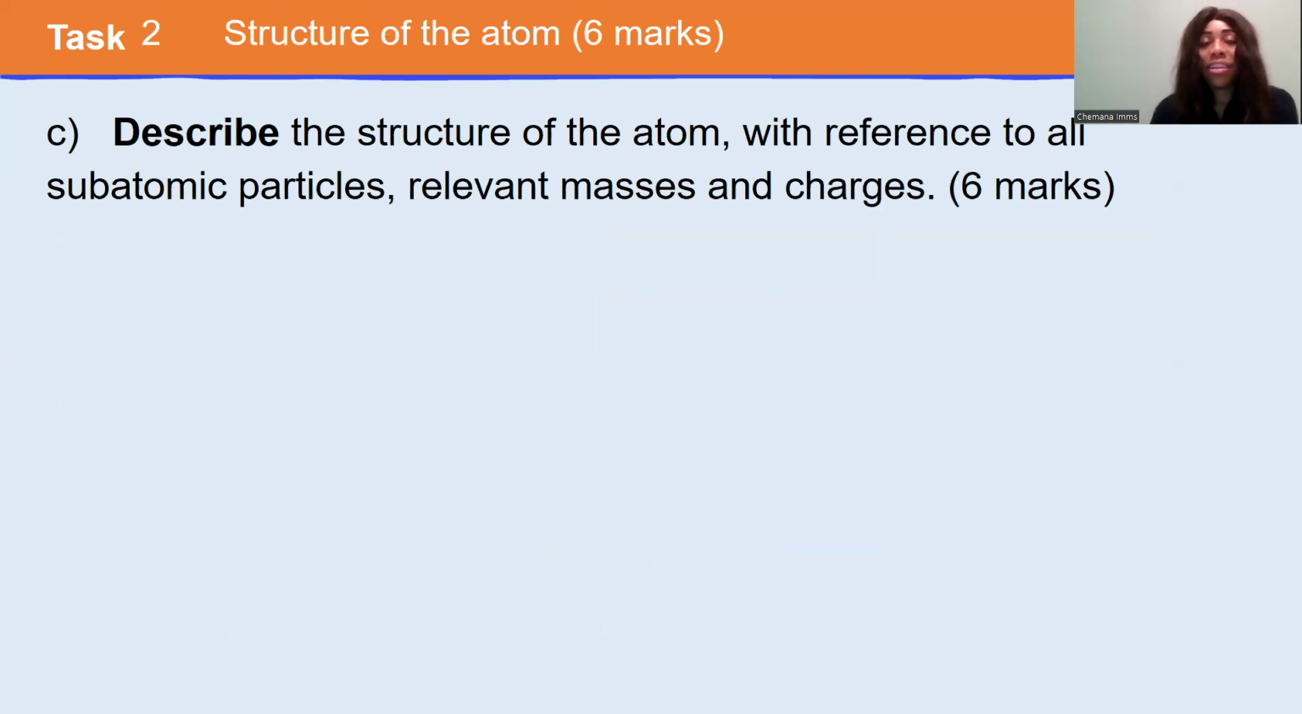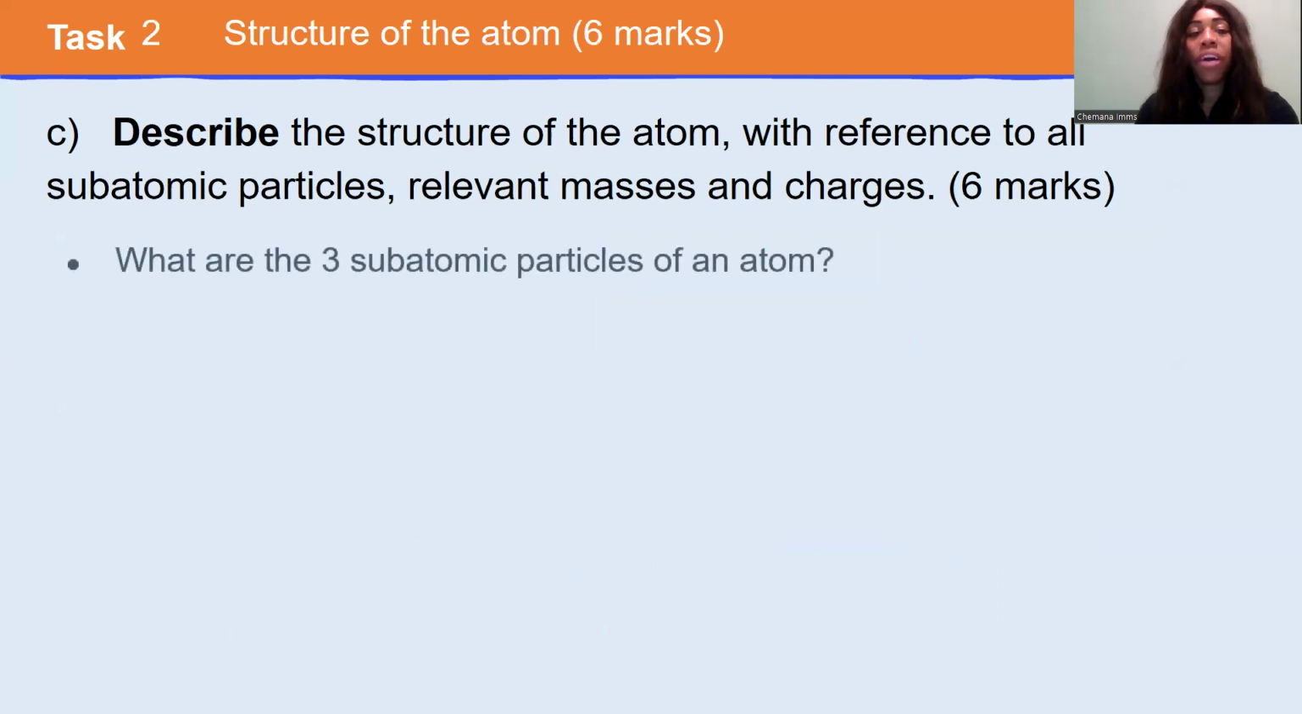Okay, so I've got a 6-mark question to finish off. It's to describe the structure of the atom with reference to all the subatomic particles, relevant masses and charges. Now I've got some pointers to help you answer this question. When we are answering this question, it would be nice if you could write it out in full answers. However, when it comes to the examiner, if you were to bullet point the answers and it did consist of the 6 marks or the 6 things that would be found on a mark scheme, you would get the marks.